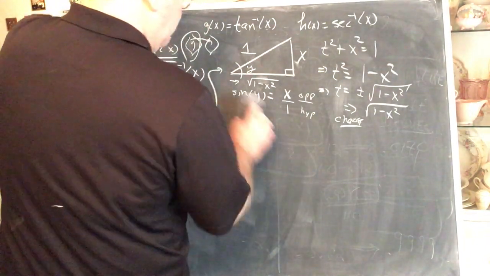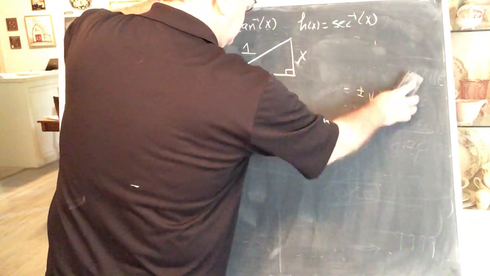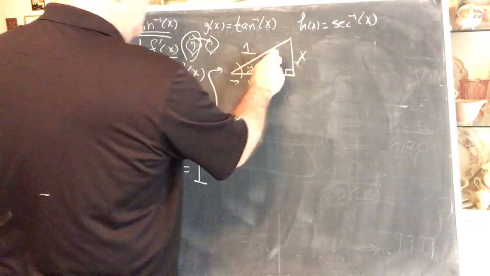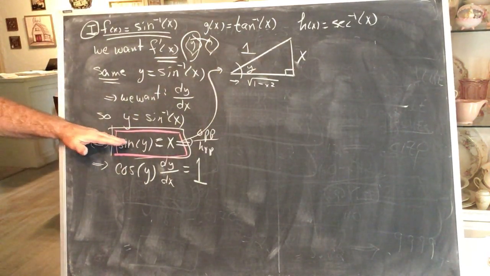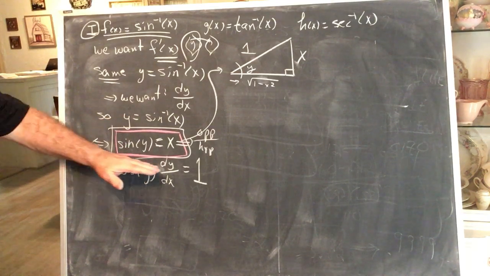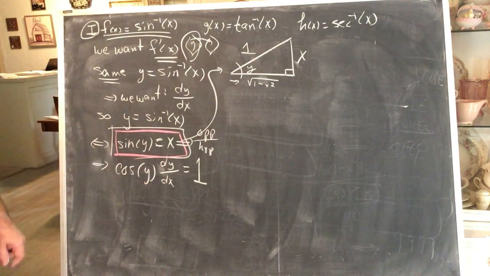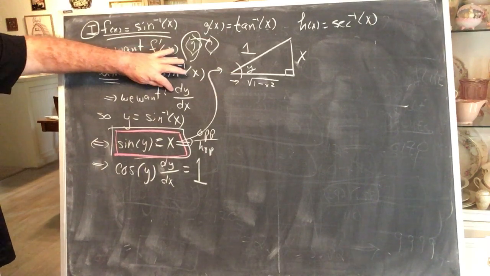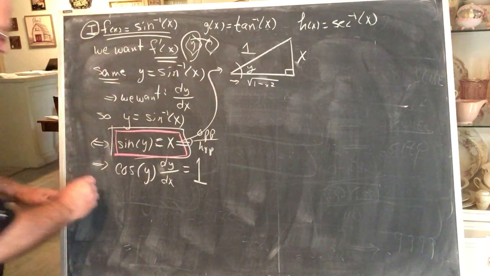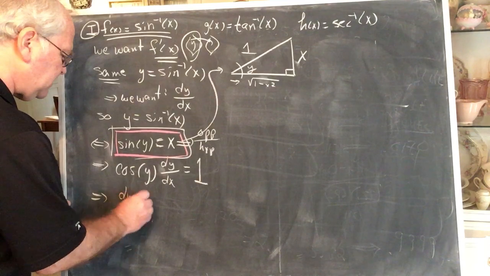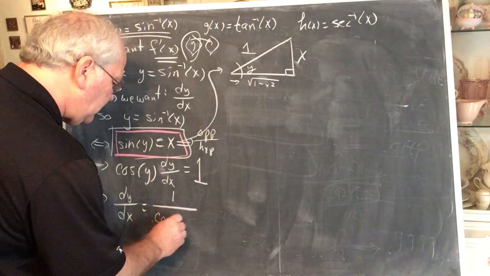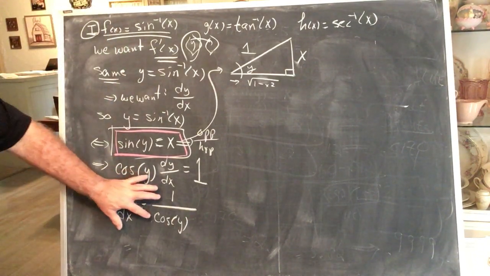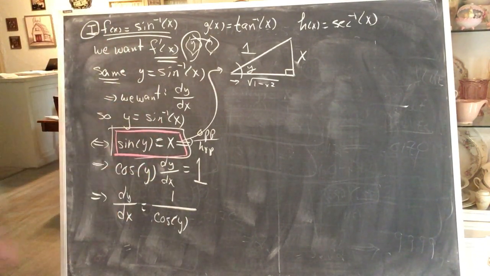So, I'm going to erase some of this clutter. This is the triangle we're going to be dealing from. All right, so we have cosine of y, dy dx is equal to 1. Our task now is we're almost home. We want to find dy dx, right? So this means dy dx is equal to 1 over cosine of y. Now some students want to put this as secant, but it's the same result. It's just easier not to go that route.